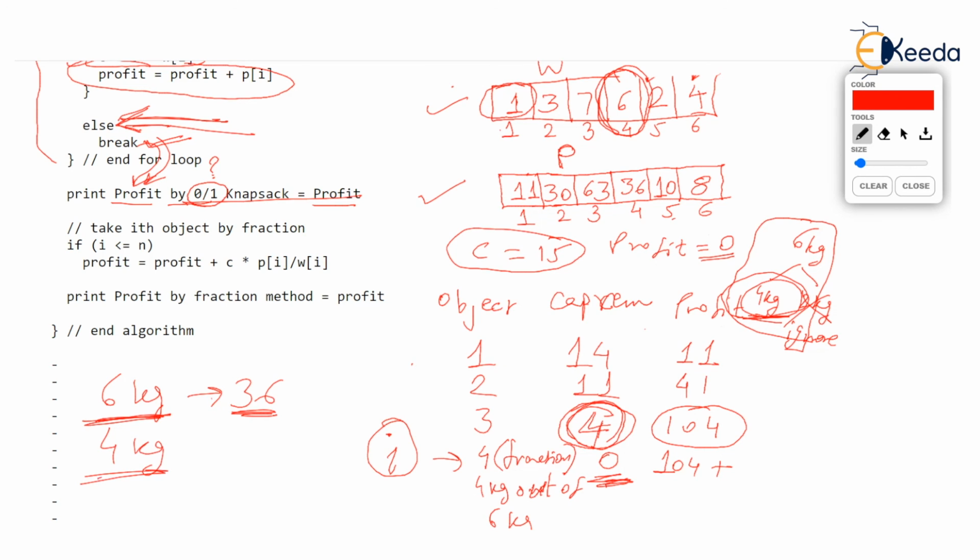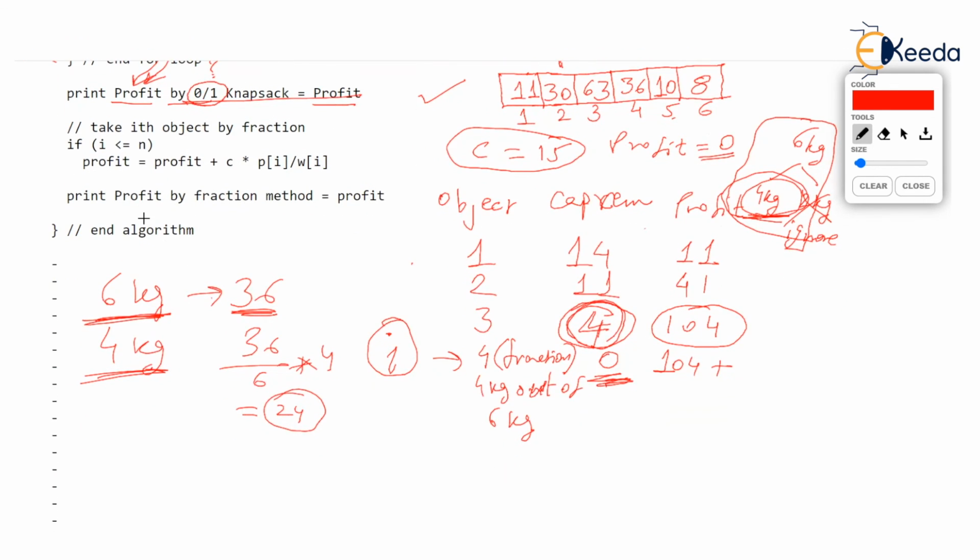If you add only 4 kg, you will get 36 upon 6 multiplied by 4, isn't it? That's going to be nothing but 24. Or instead of looking at it as a ratio, you can easily see that whatever capacity is remaining, 4 kg, only that can be added in the knapsack. So that 4 kg is multiplied by profit by weight of the fourth object. This was the profit of the fourth object, and this is the weight of the fourth object.